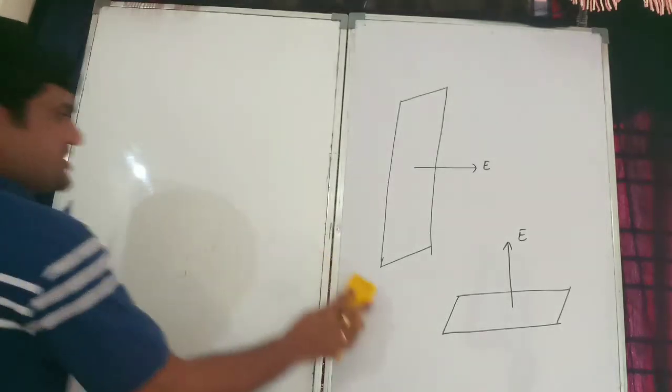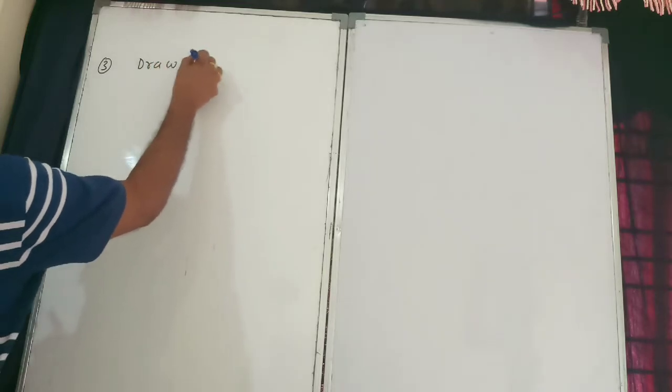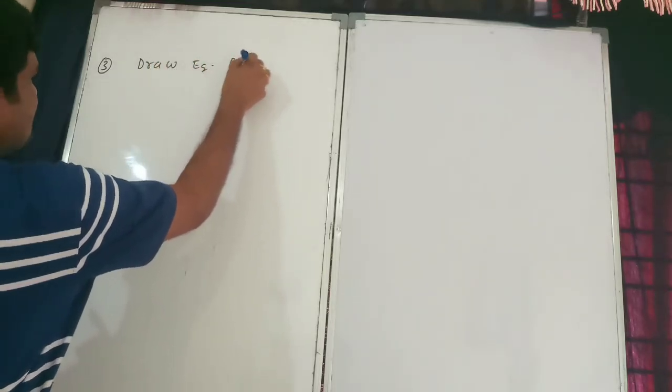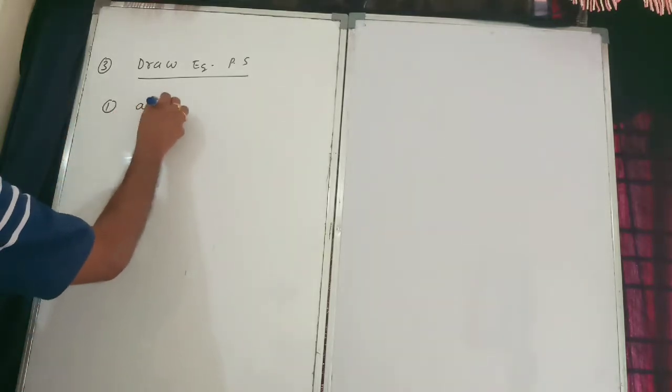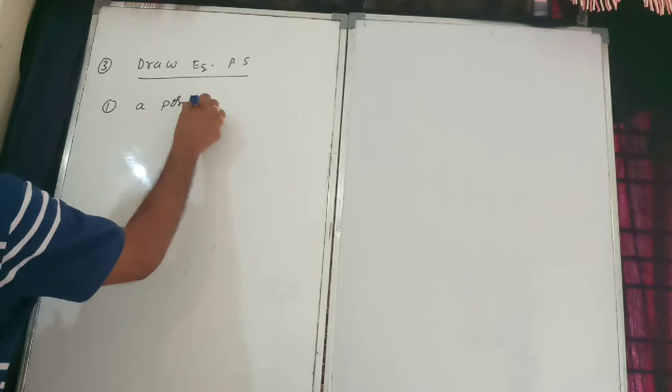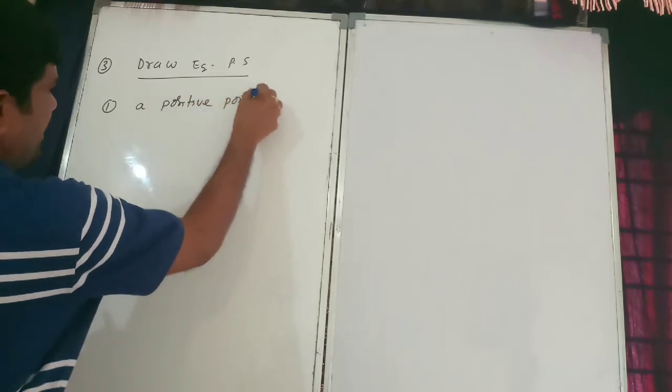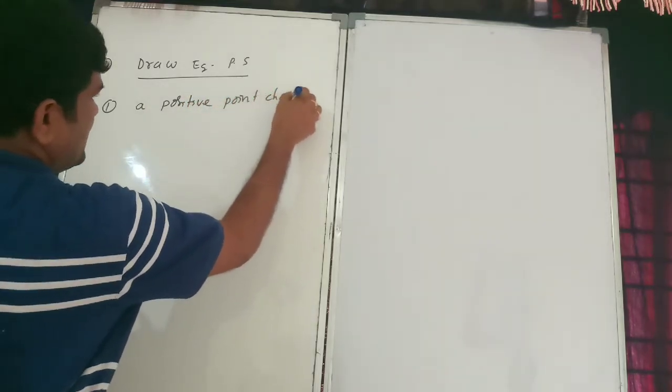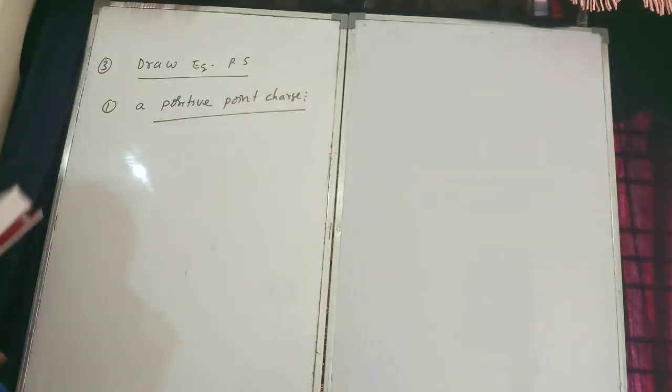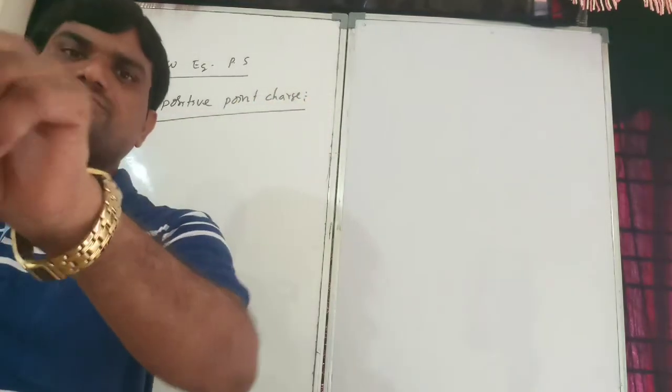Right. Next, the last question. What is the last question? Draw diagrams. Draw equipotential surfaces. The first one is a positive point charge. It's a very important diagram, like the electric field lines question.